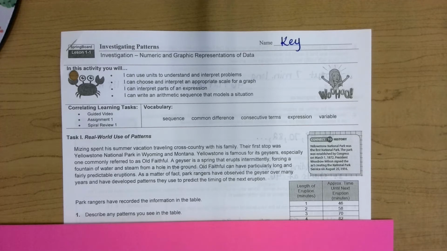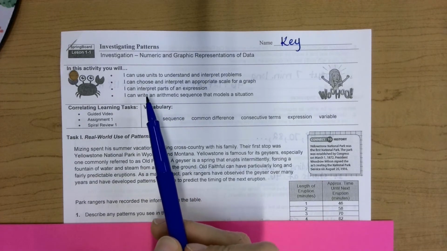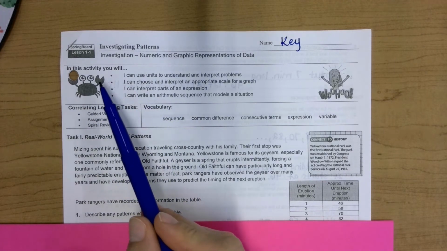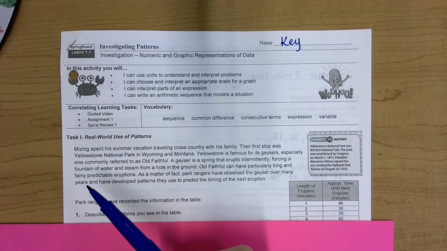So the first thing is we want to look at the success criteria, the I can statements. As I read through them, we're going to circle the verbs and underline the nouns. This just helps you get a better idea of what you need to make sure you understand and know at the end of the lesson.